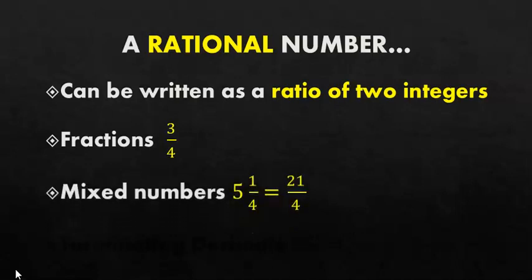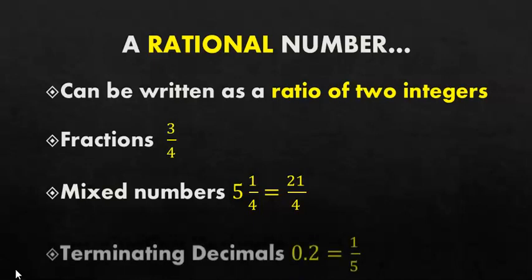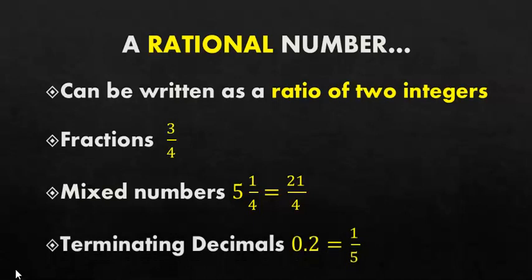Mixed numbers can be written as the ratio of two integers. 5 1/4 is equal to 21/4, and 21 is an integer, 4 is an integer, so that's the ratio of two integers. Terminating decimals can be written as the ratio of two integers. 0.2 is equal to 1/5. 1 is an integer and 5 is an integer.